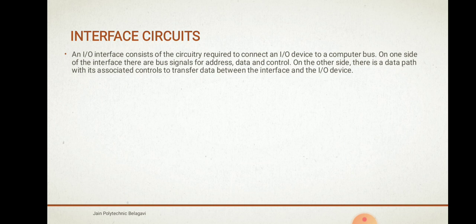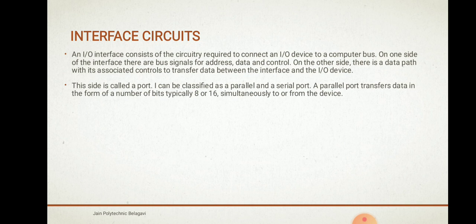On one side of the interface there are bus signals for address, data and control. On the other side there is a data path for transferring the data between the interface and input output devices. This side is called a port. So the second side is called a port. It can be classified as a parallel or serial port.